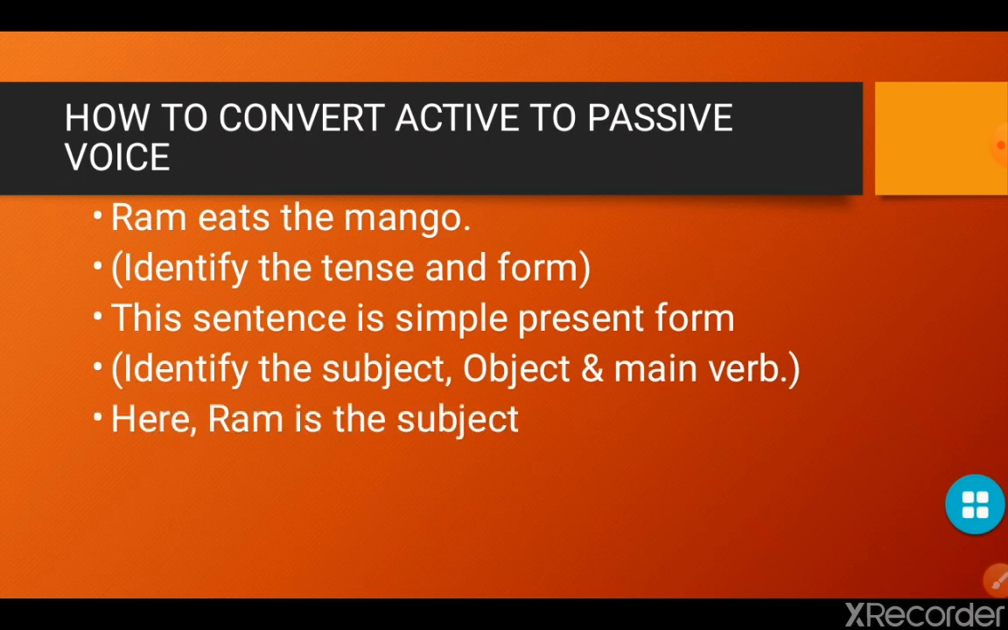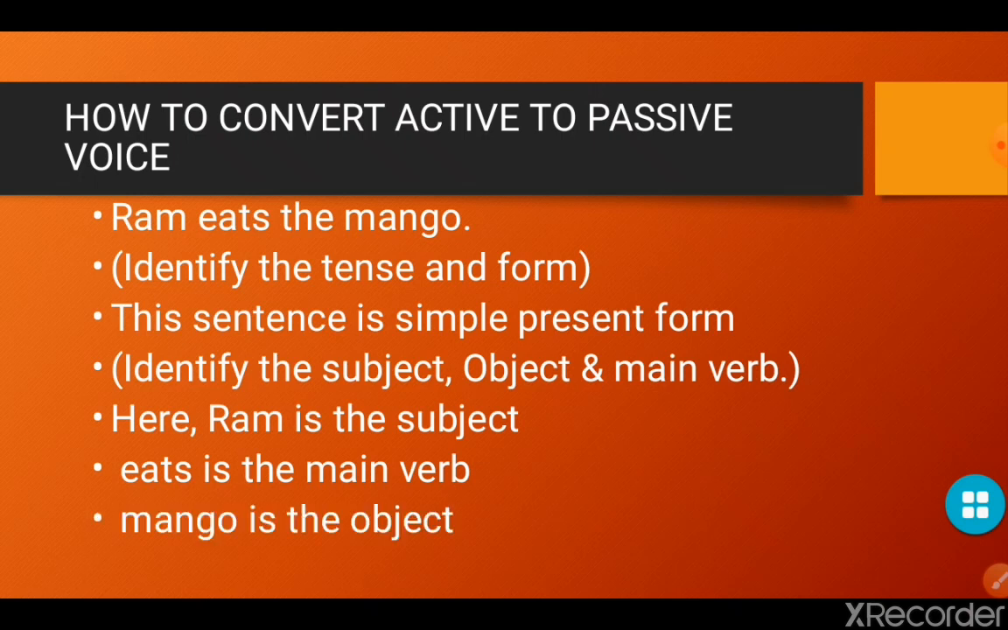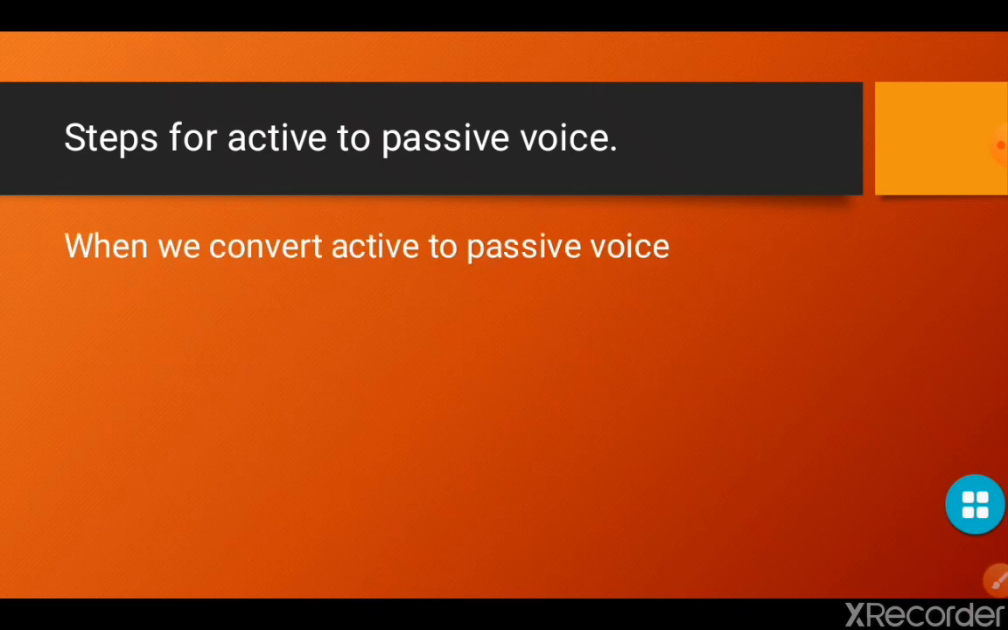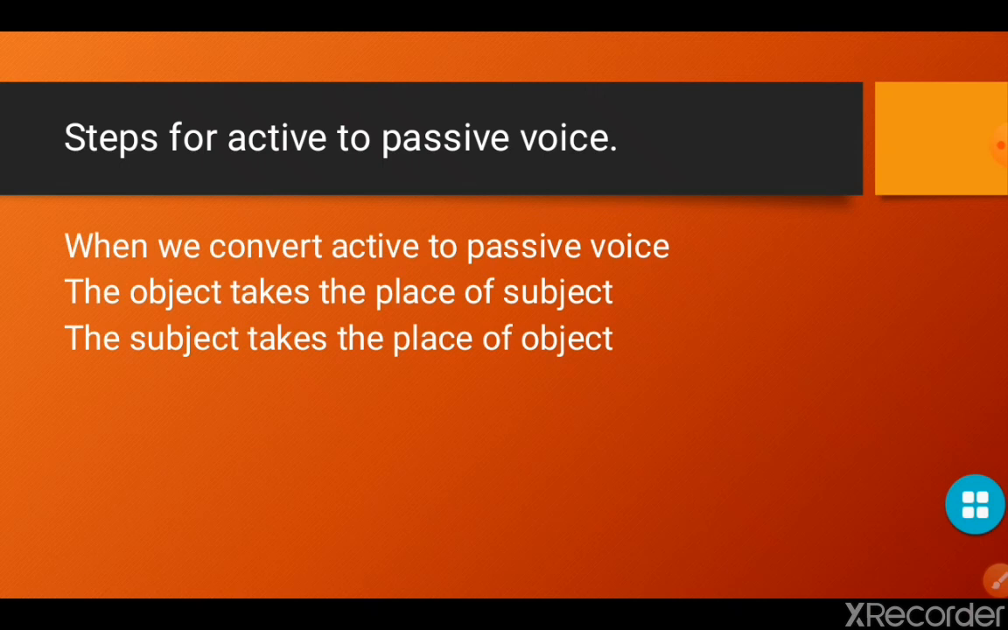Ram is the subject. Eats is the main verb, and the mango is the object. Okay, we have done it. Then we turn it into passive voice. Okay, so when we convert active to passive voice, the object takes the place of subject, the subject takes the place of object, and the third form of main verb is used.